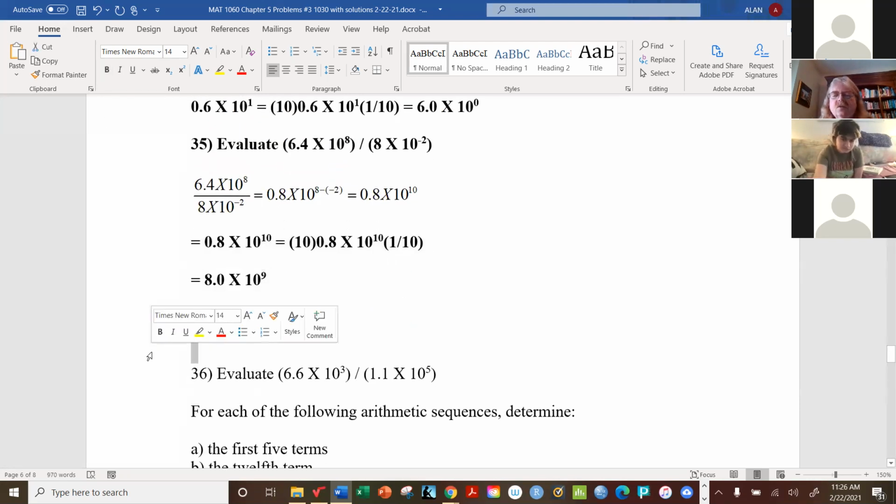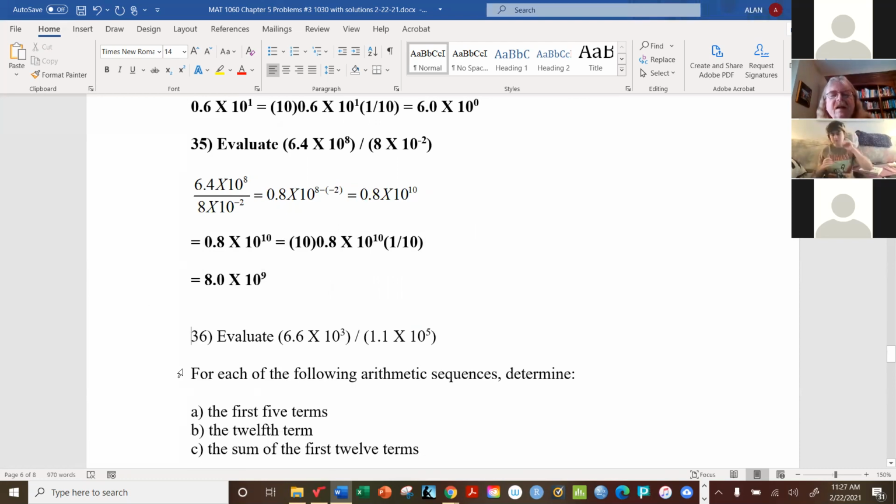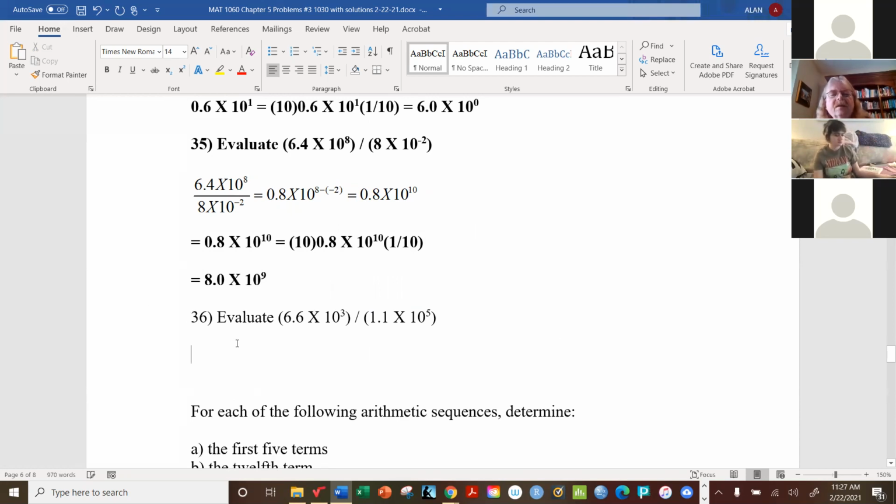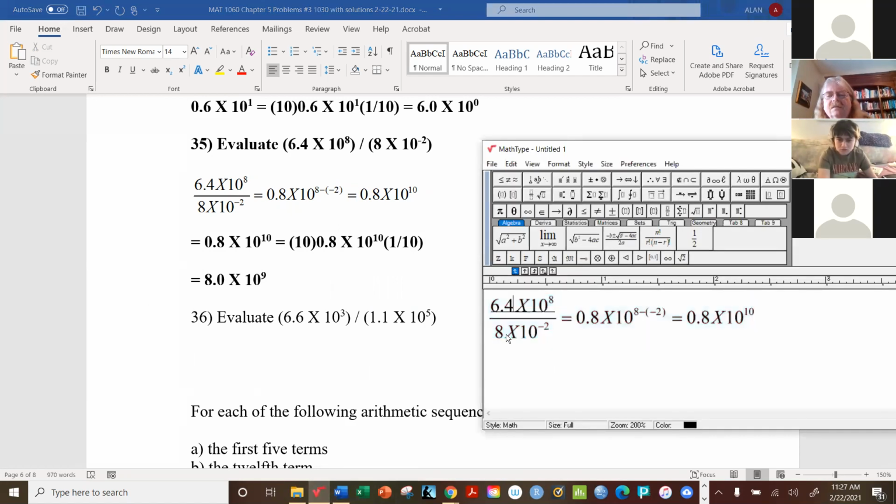All right, and then there's one more, and then we can move on to sequences. All right, this stuff is fun, but sequences are maybe a little more fun. I don't know. That's a tough call. If we had a contest to determine who likes sequences better than scientific notation, I don't know who's going to win.